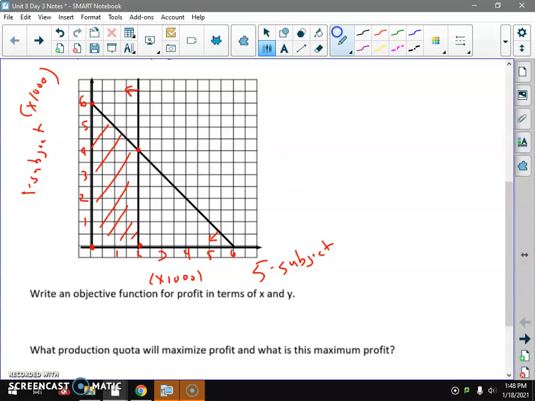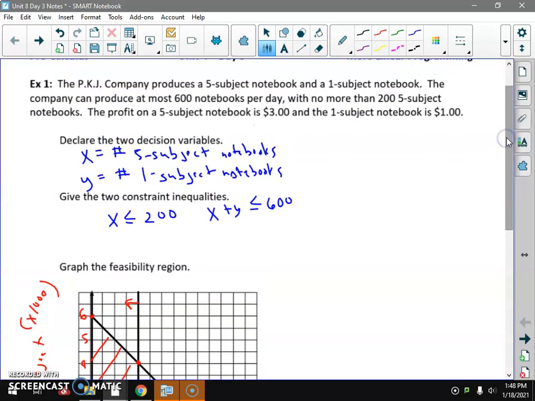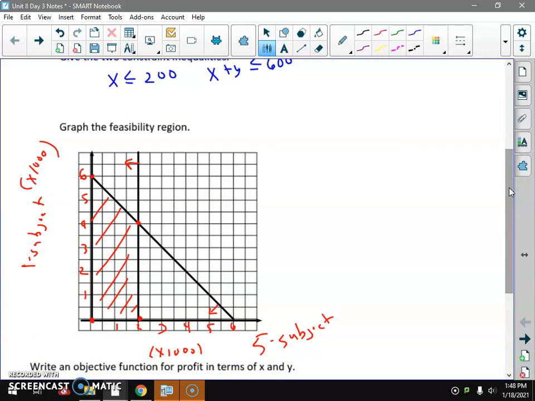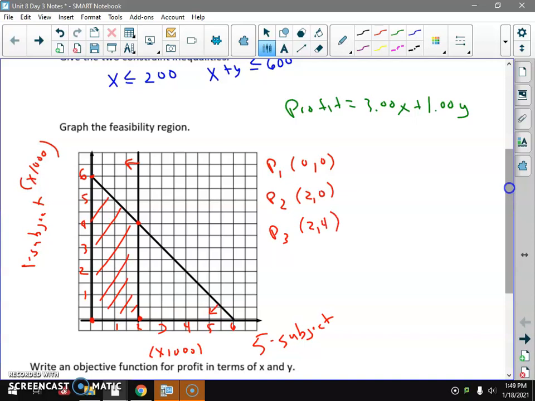Our profit function that we're going to plug into is profit equals 3x plus 1y. What's P1? 0, 0. P2, 200, 0. P3, 200, 400. And P4, 0, 600. If I plug them into that profit equation, I would get 3 times 0, 1 times 0. I'm just going to speed things up a little bit.